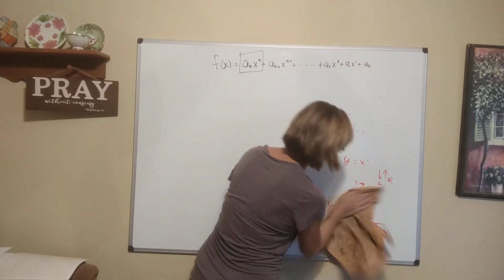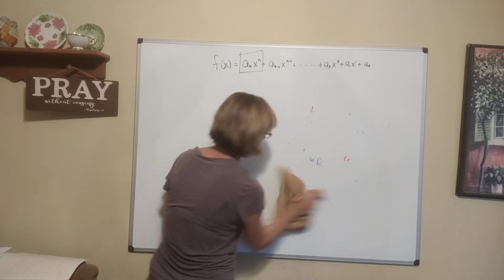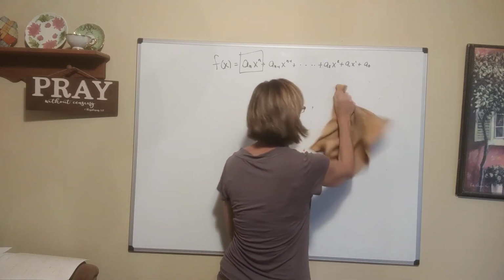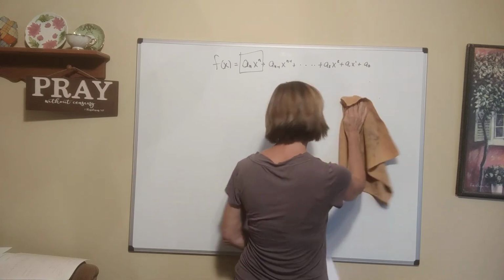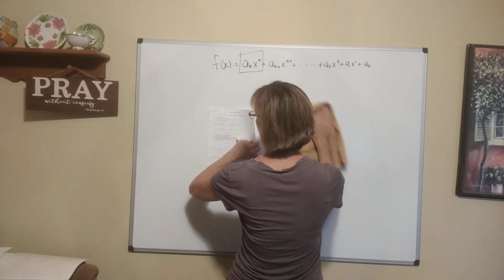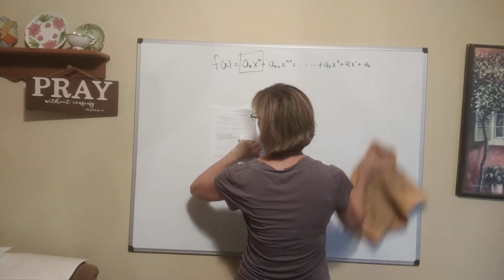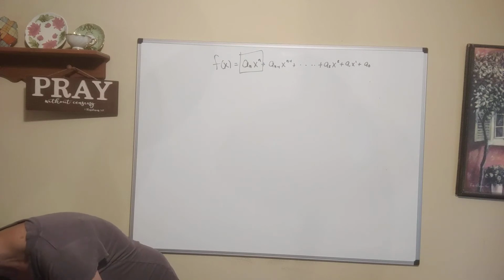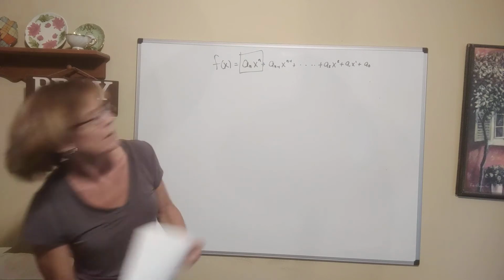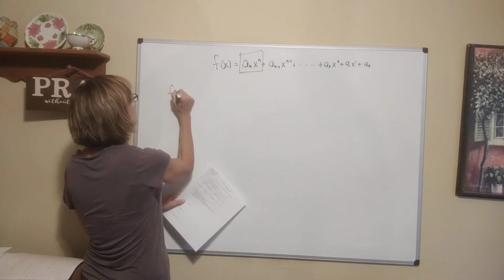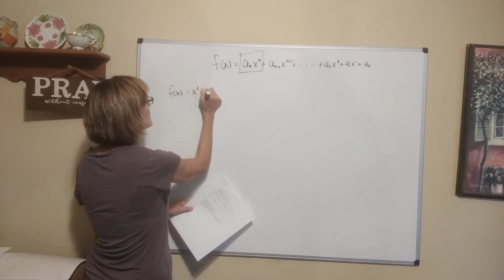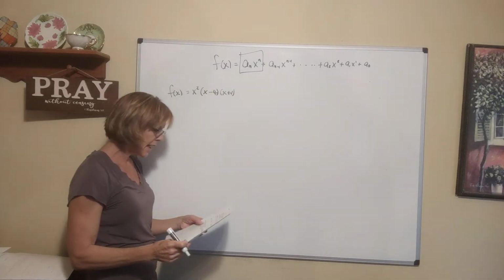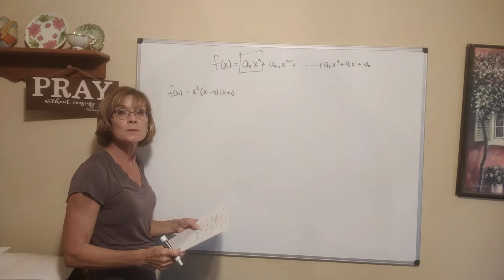So, here we go. The first thing on our sheet says, let me see what this is. Okay. The first one is f of x is equal to x squared times x minus 4 times x plus 1. Okay, so they say A lists each real zero and its multiplicity.